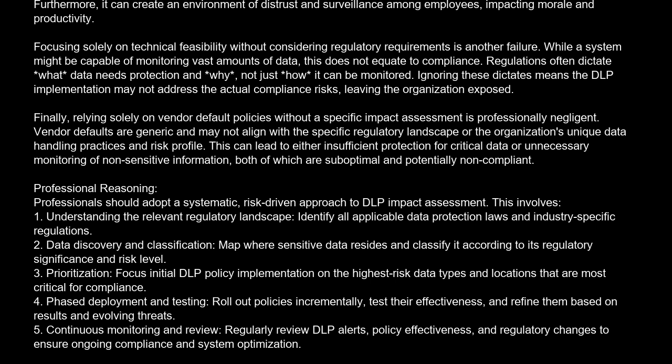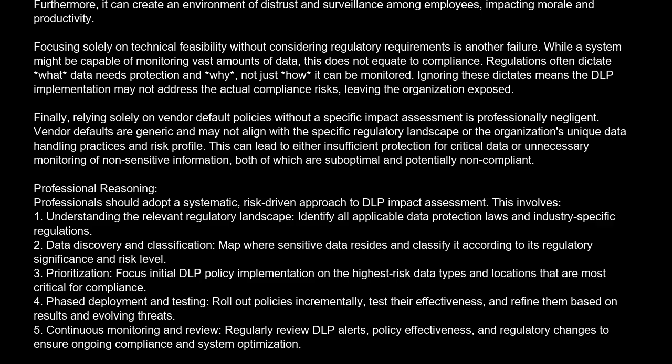Professional reasoning. Professionals should adopt a systematic, risk-driven approach to DLP impact assessment. This involves: 1. Understanding the relevant regulatory landscape. Identify all applicable data protection laws and industry-specific regulations. 2. Data discovery and classification. Map where sensitive data resides and classify it according to its regulatory significance and risk level. 3. Prioritization. Focus initial DLP policy implementation on the highest risk data types and locations that are most critical for compliance. 4. Phased deployment and testing.